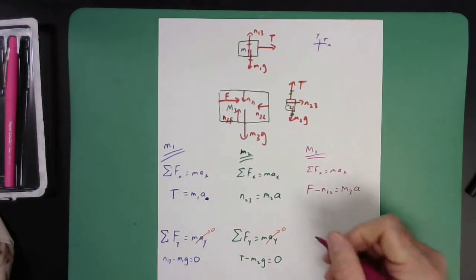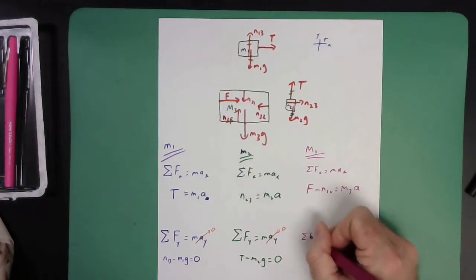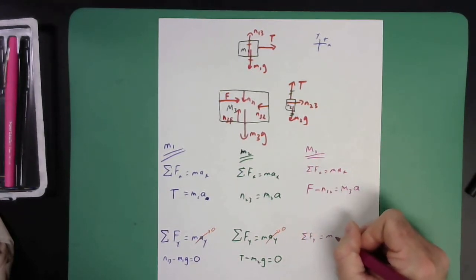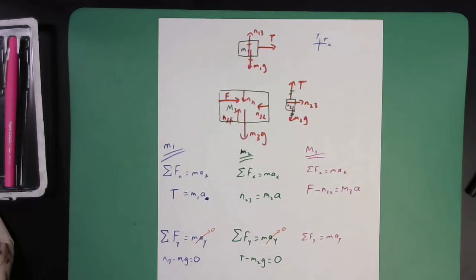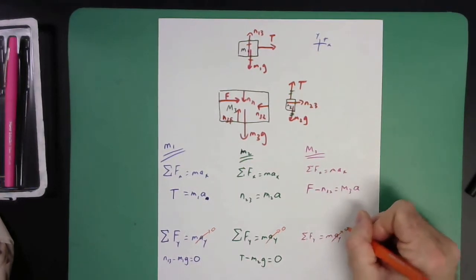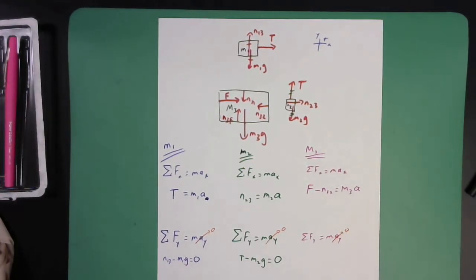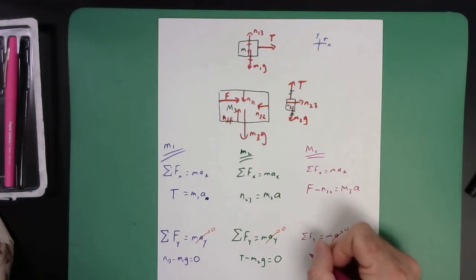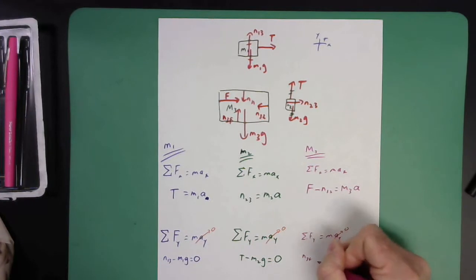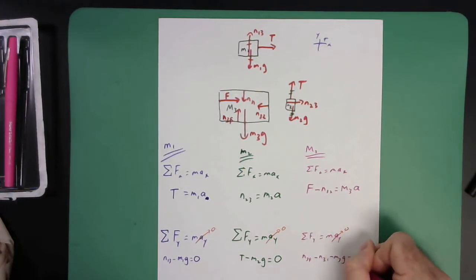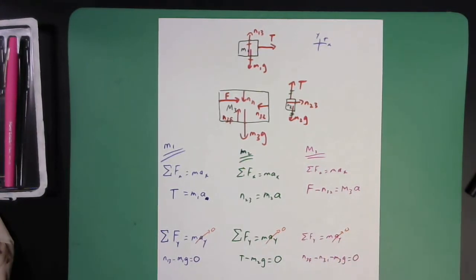And I can do the vertical axis if I wish. The sum of the forces in the y is mass times acceleration in the y, but that acceleration in the y is 0. So I'm going to have going up minus down. So I'll have N3 by the floor, minus normal M3 by 1, minus M3g equals 0. And there we go.